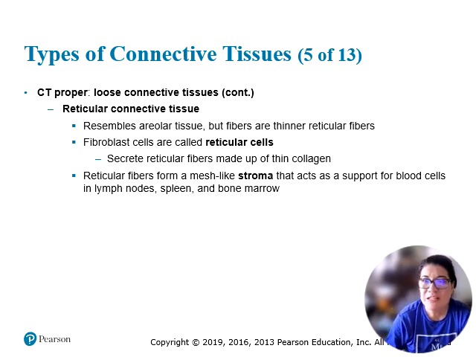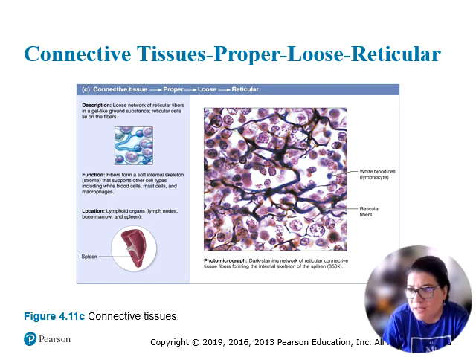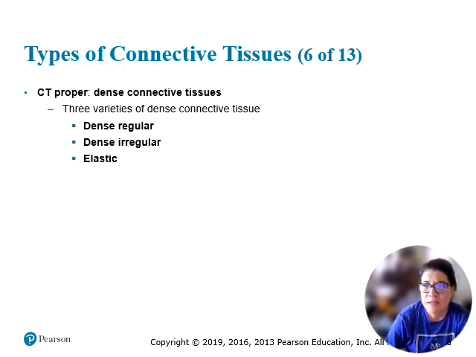Okay, reticular connective tissue is similar to areolar, with thinner fibers. You saw that in that other picture, the little skinny, I think they were purple fibers. The cells are called reticular cells, so skinny little cells of collagen. It gives you a mesh that supports blood cells in your lymph nodes, spleen, and bone marrow. So here they are, and see the reticular fibers. They're just stringy, like there's a whole bunch right here, but they're stringier. Okay, so that's what that looks like.